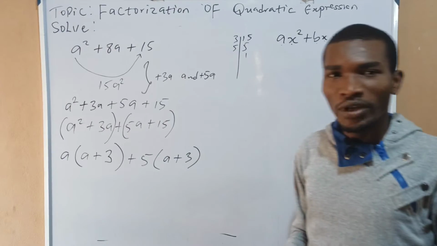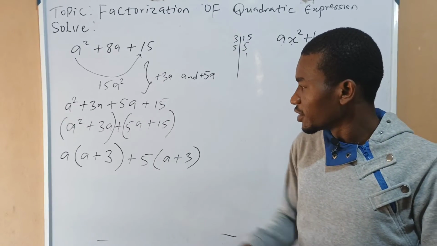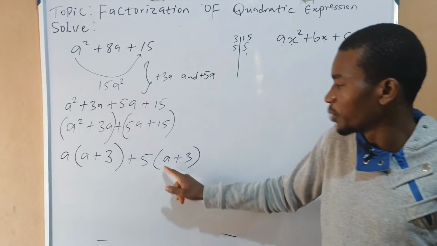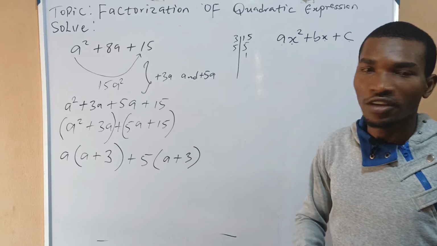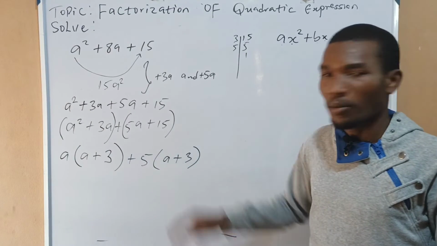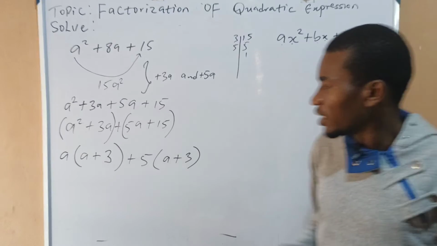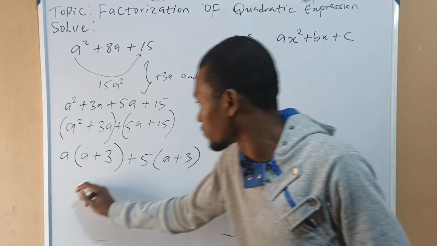Please, if you want to know whether your answer is correct, just look at this. Whatever we have in this bracket should be the same thing we have in this bracket. Once they are the same thing, automatically your expression is correct. Then now I have a plus 5.